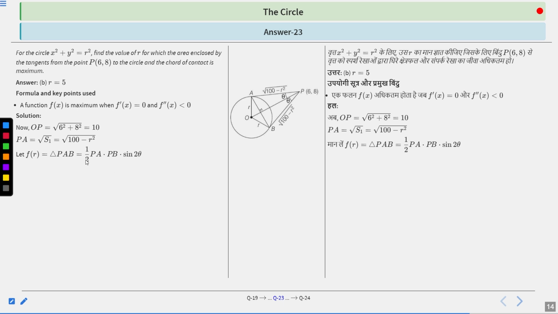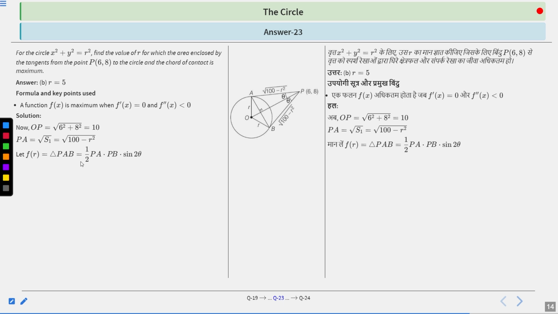How? See, area of triangle PAB will be half into AB into PM, right? M is the midpoint of the chord of this circle, right? So you can easily find the value of PM by using PA sin theta, and AB you can easily find as 2 times BM. AB is 2 times BM, and BM or AM is equal to AP sin theta, right? And PM is AP cos theta, right?